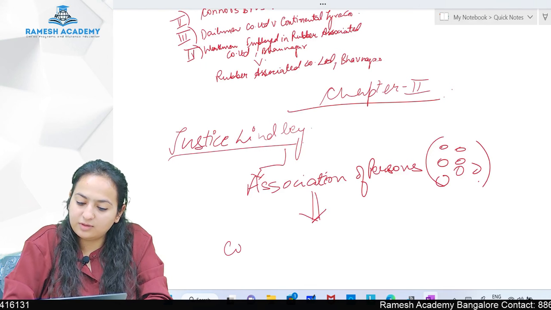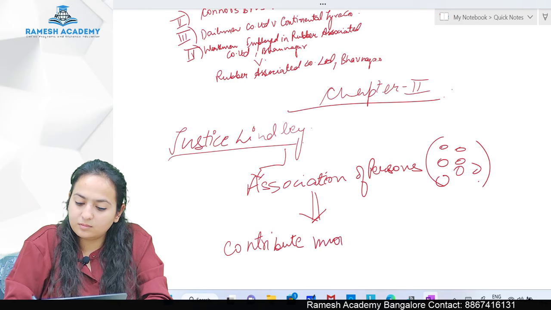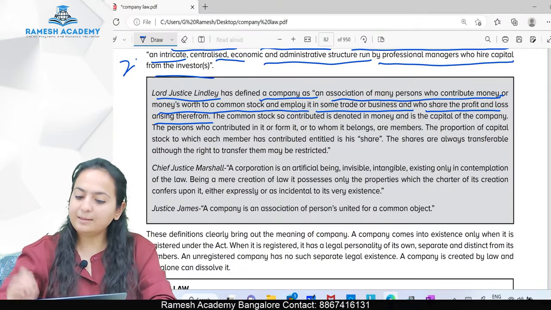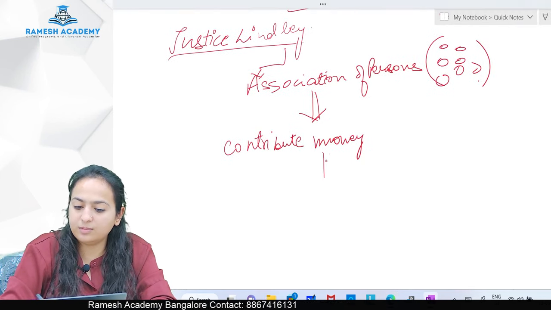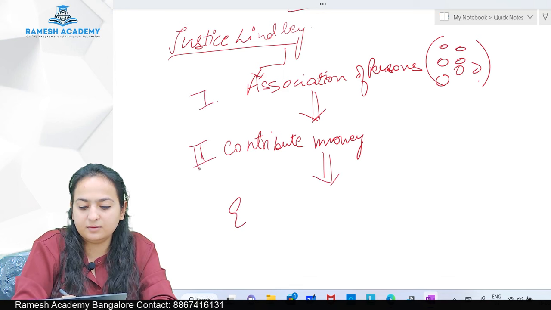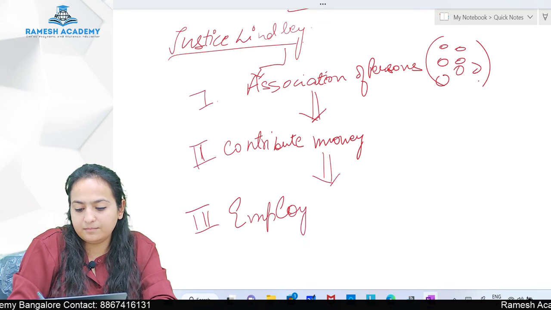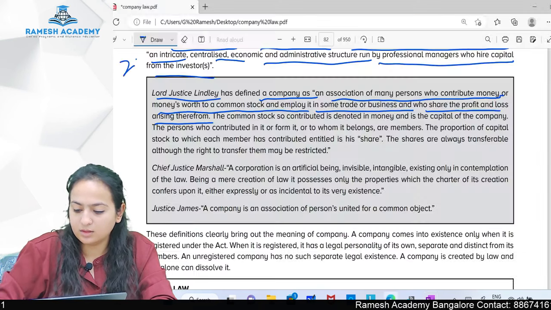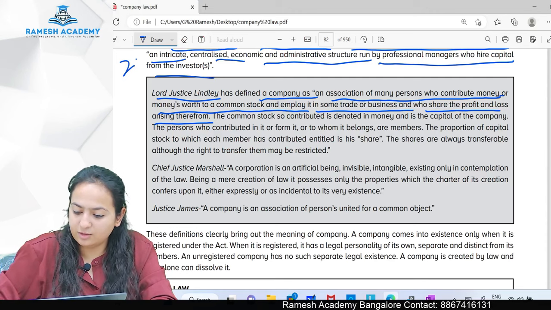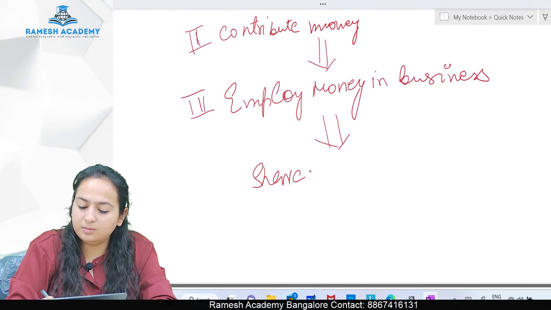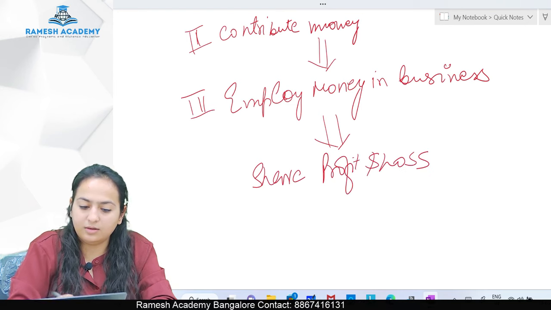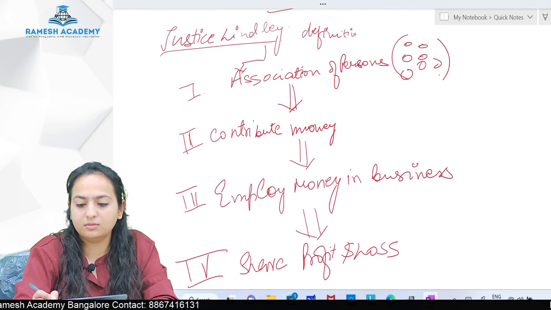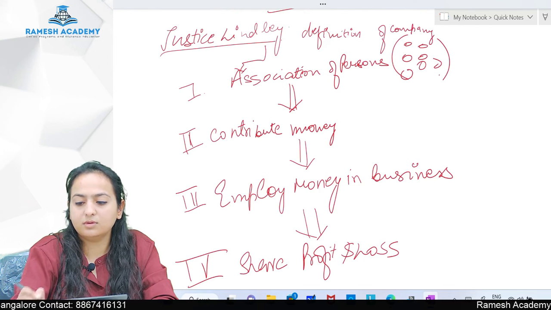Now what will these people do? They will contribute money. Second, they will employ it in some trade or business. Now they have contributed money, and third, they will employ the money. Where will this contributed money be employed? In business. And they will share the profit and loss. Please make this chart: definition of company.